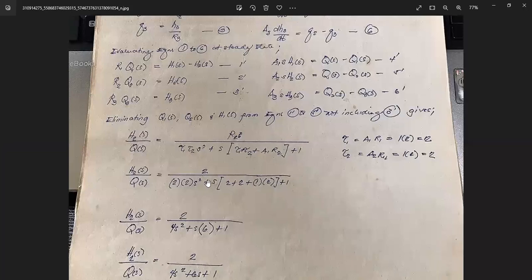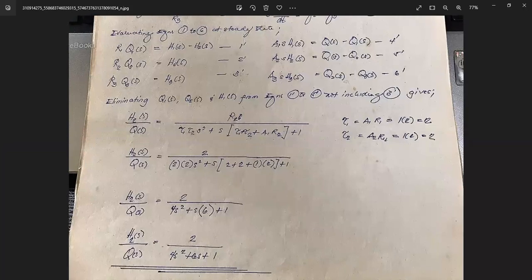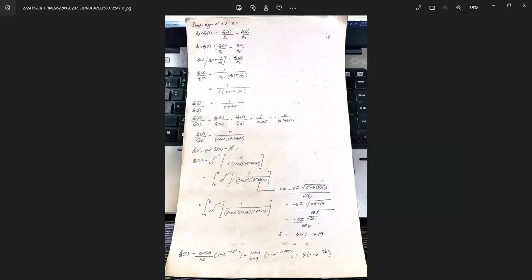Now we're done with H2(s) over Q(s), then we can go to H3(s) over Q(s). So I'll share a new document. I hope you can see it. Okay, we have it enlarged.